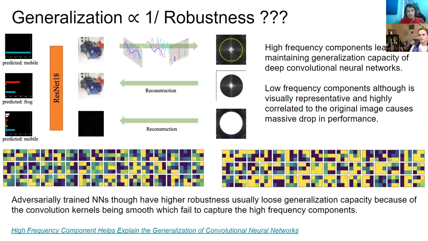But how is this correlated to robustness? If you see the bottom charts, on the left side we have the kernels of a layer from a convolutional neural network, a ResNet 18, which is not adversarially trained. And on the right side, we have the same layer from the same network, but adversarially trained. So we can see that adversarially trained neural networks have higher robustness, but they lose generalization capacity because the kernels that are learned get smoother, which essentially fails to capture the high frequency components that are essential to maintain the generalization capacity of the neural network. So this gives us a good sense of why there is an inverse proportionality between generalization and robustness.